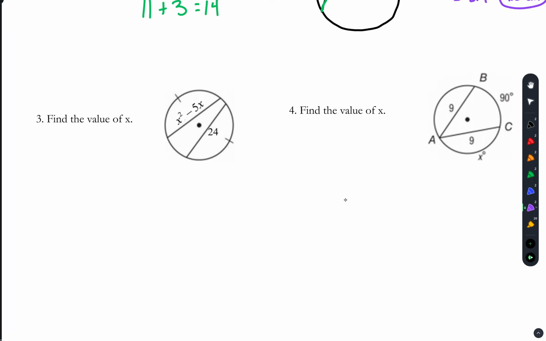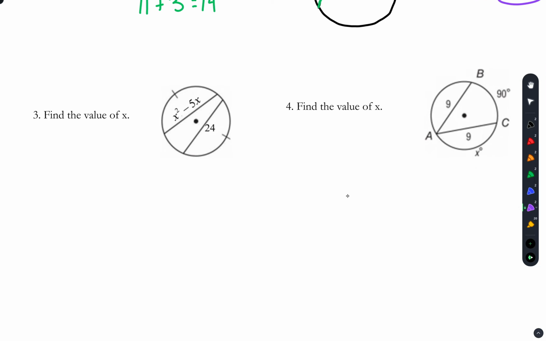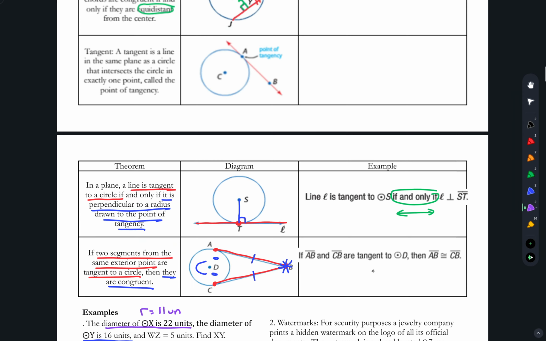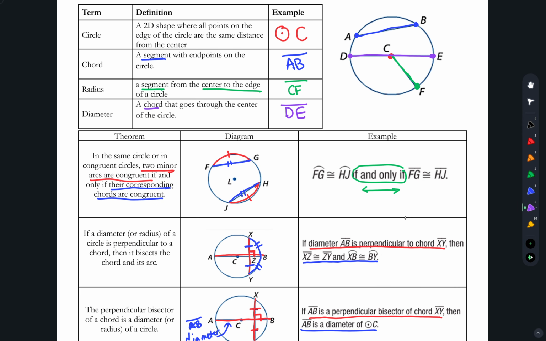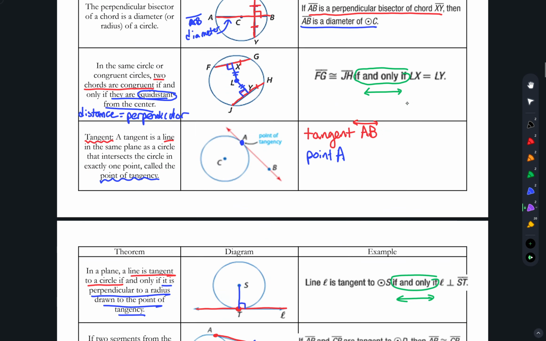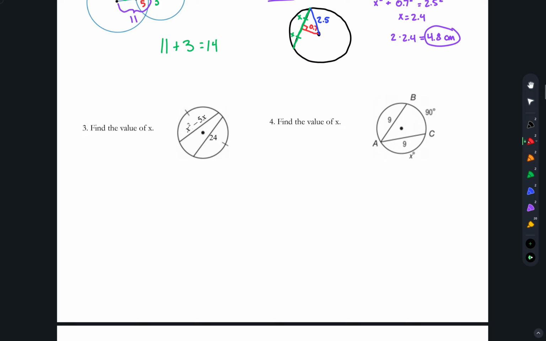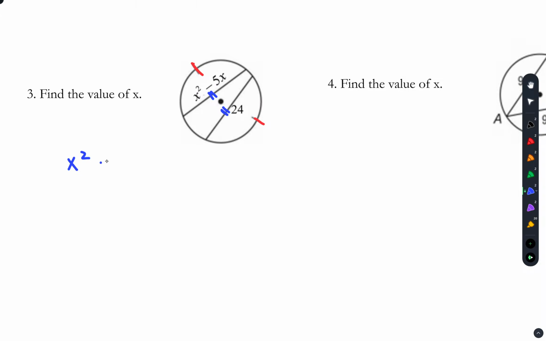So this theorem, pretty straightforward. It says if I have two arcs congruent, this is the very first one we talked about, by the way. If I have two arcs congruent, then their two chords are congruent. So we see the two arcs that are congruent here and here. That means these two chords must be congruent. So I can set up x squared minus 5x equals 24. We're going to be doing this a lot with these circles. It's just setting two pieces equal.